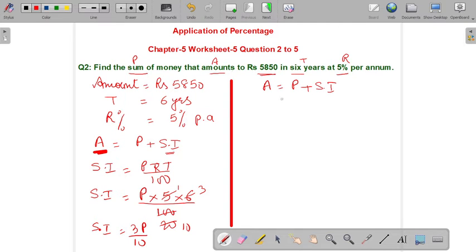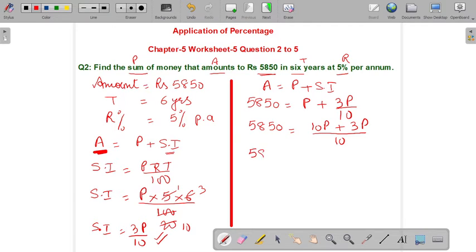Now we will substitute the amount here, that is 5850. Principal we will keep it as it is. And the simple interest is 3p upon 10. Now, how will you solve it further? By taking its LCM to get the value of p. So, this is 10p plus 3p. So, 5850 equal 13p upon 10.